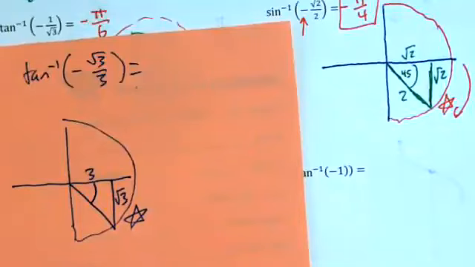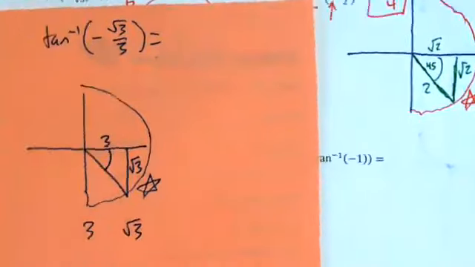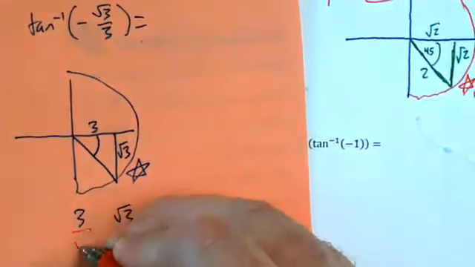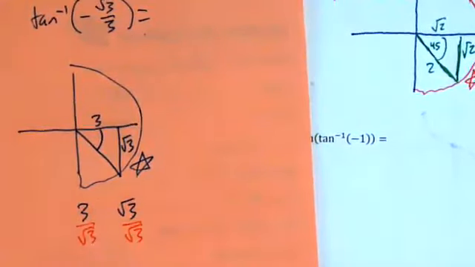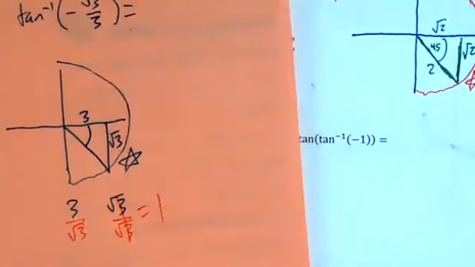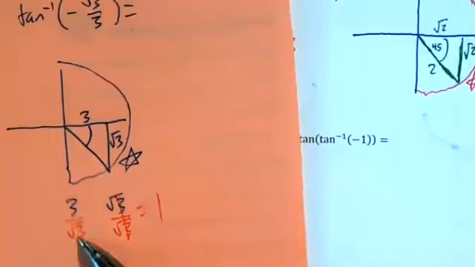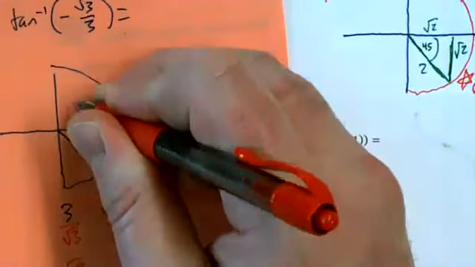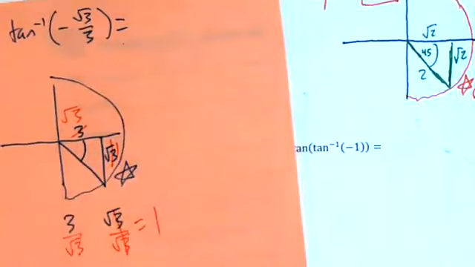Here's what I would do. I would say I've got 3 and root 3, right? Those are the two values that I'm seeing on there. Let's divide them both by root 3. This is just 1, right? And 3 over root 3 should just be root 3, correct? Because root 3 times root 3 is equal to 3. So that's 1. This is root 3. So this is root 3. And this is 1. Okay, that's a 30, 60, 90 triangle.